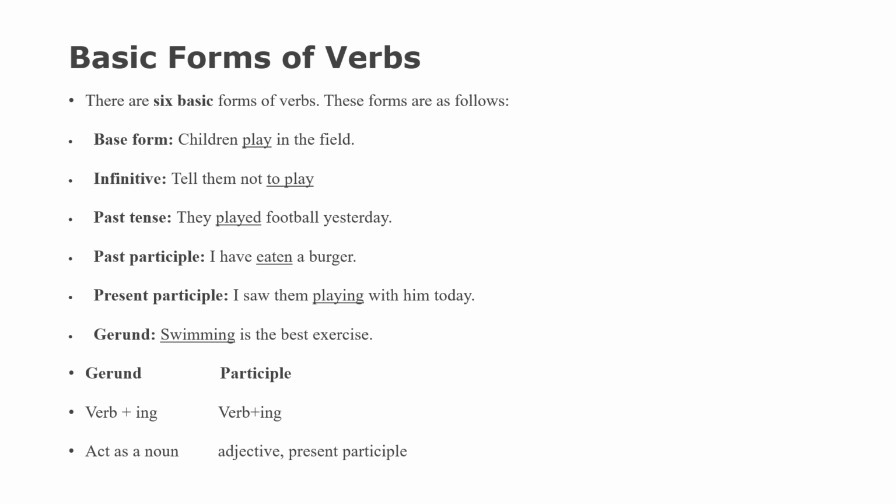Gerund, verb plus ing acting as a noun, is the gerund. Swimming is the best exercise. Over here, swimming is the example of gerund. Verb plus ing, when it acts as a noun in a sentence, is called a gerund. And when verb plus ing acts as an adjective, it is a present participle, so we can call it a participle. So these are all the common examples of the basic forms of the verb.